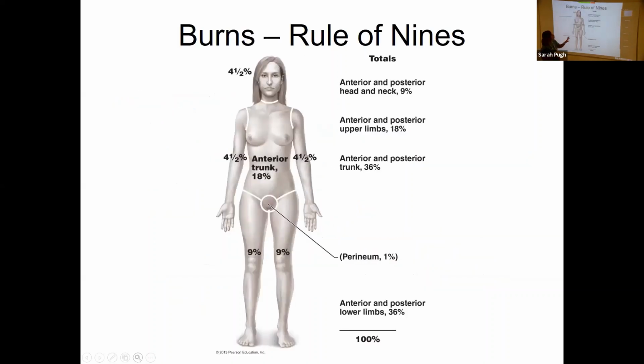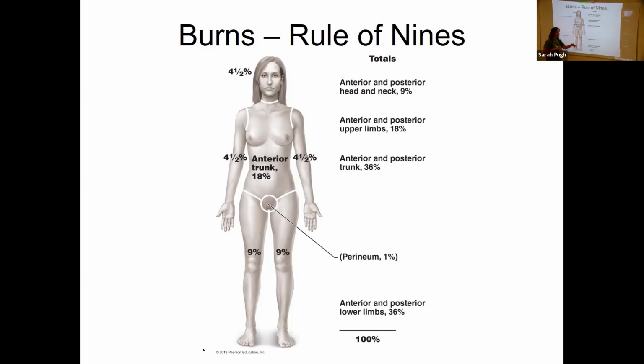So this is showing you the rule of 9s, right? So you can see the body and how it's been divided up. You can see this is just an anterior view. So you've got the front of the head, right, is 4.5%, and the back is 4.5%. So your entire head is 9%. Your arms, again, the front is 4.5%, the back is 4.5%. So one arm is 9%, the other whole arm is 9%.